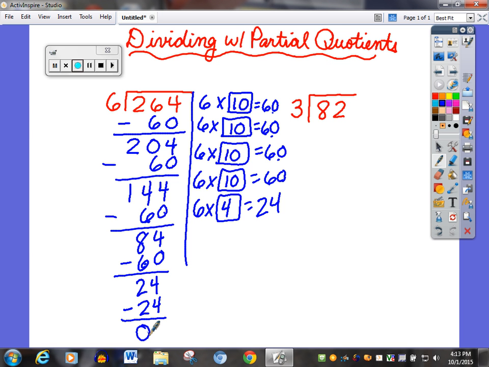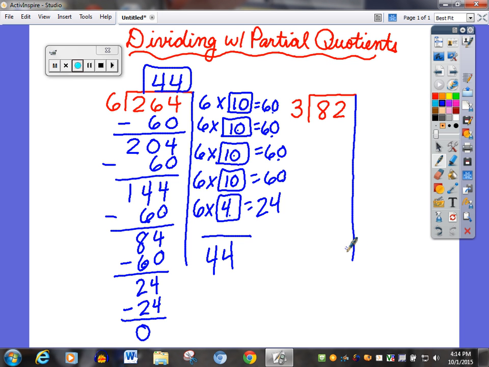So now you have to add your partial quotients, which are boxed in: 10, 20, 30, 40, 44. So your answer, or quotient, is 44. Now sometimes you'll have a remainder, so let me just do a quick one like that.